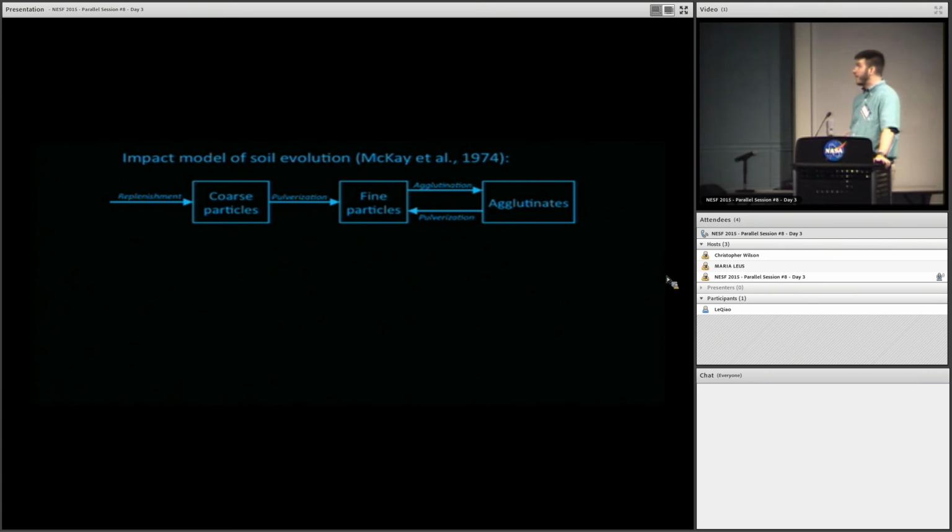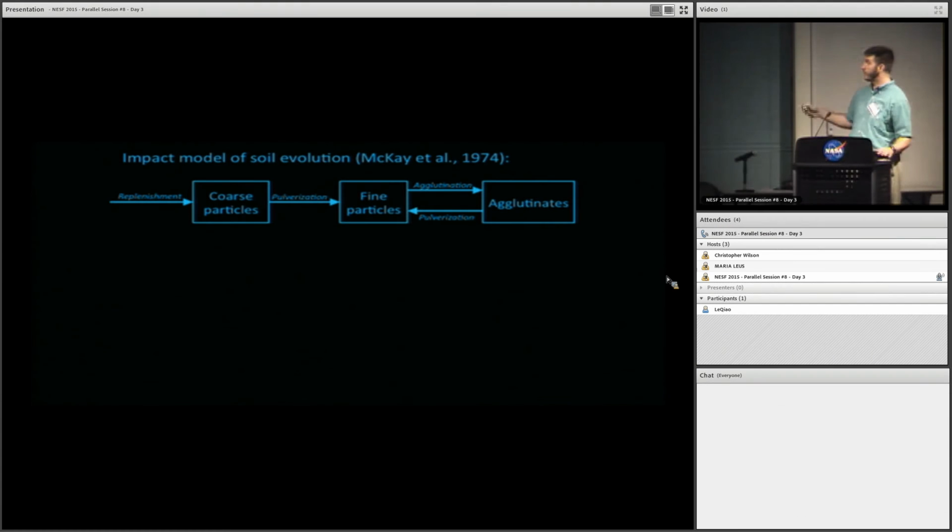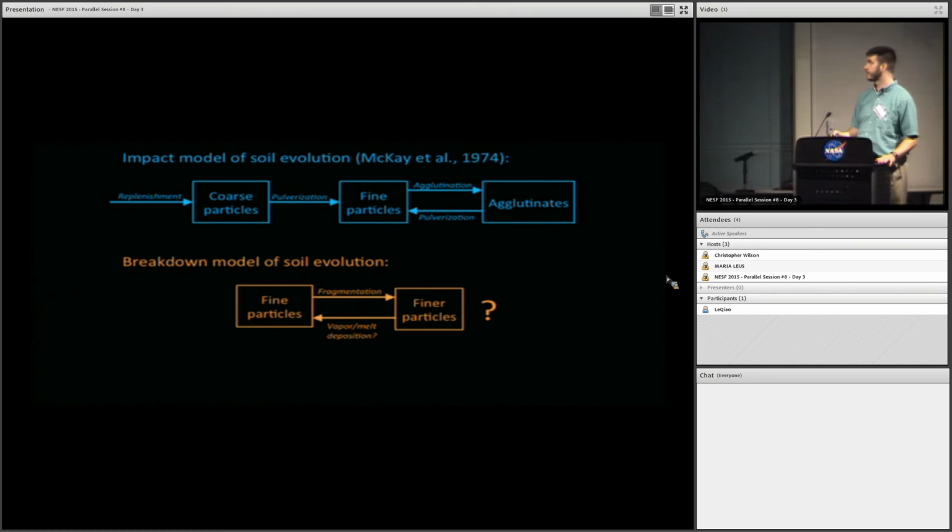This is about the best model that I've seen of comminution, by McKay et al. back in '74. And there's replenishment of coarse particles. Coarse particles are on the order of 100 microns across. The replenishment comes from impacts that dig all the way down to bedrock and bring up more coarse material. Impacts will pulverize the coarse particles and create fine particles. These can be agglutinated. The agglutinates can be pulverized, so then you get a little bit of feedback there. And so this just keeps going on.